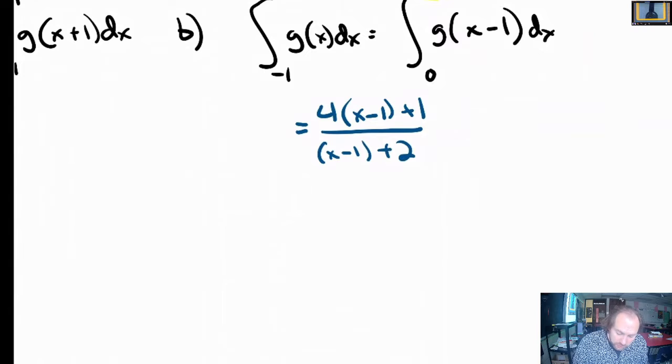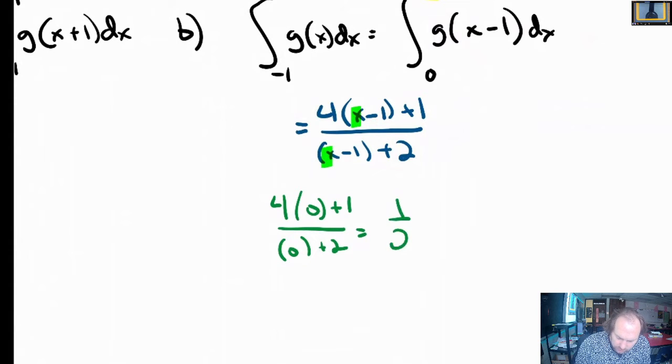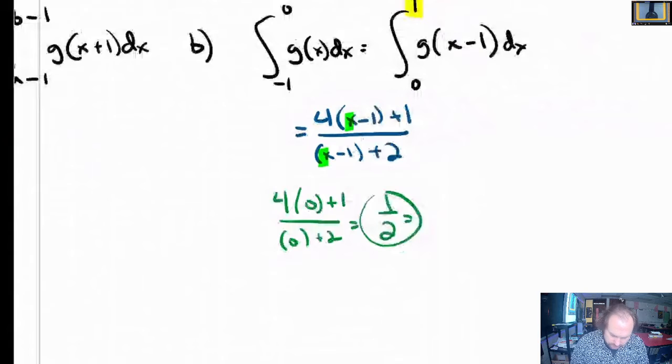And all we're going to do is plug 1 in for x here and here, which is actually going to be really easy to do because if we plug in 1, we're just going to get zeros there. 4 times 0 plus 1 and 0 plus 2. So it's going to end up being 1 over 2, which that's the answer, 1/2, like that. Pretty cool.